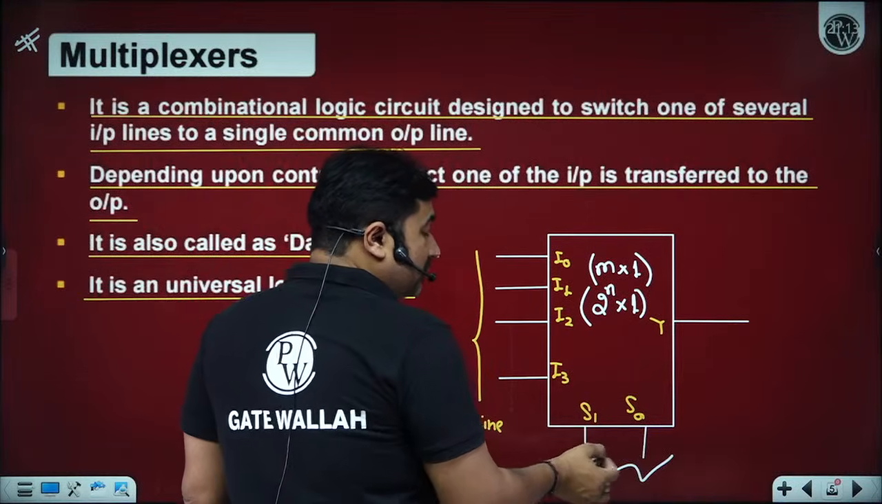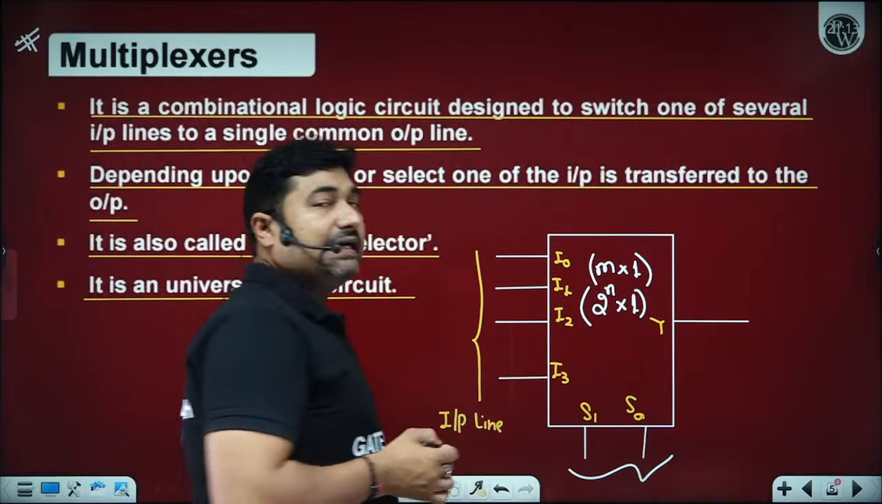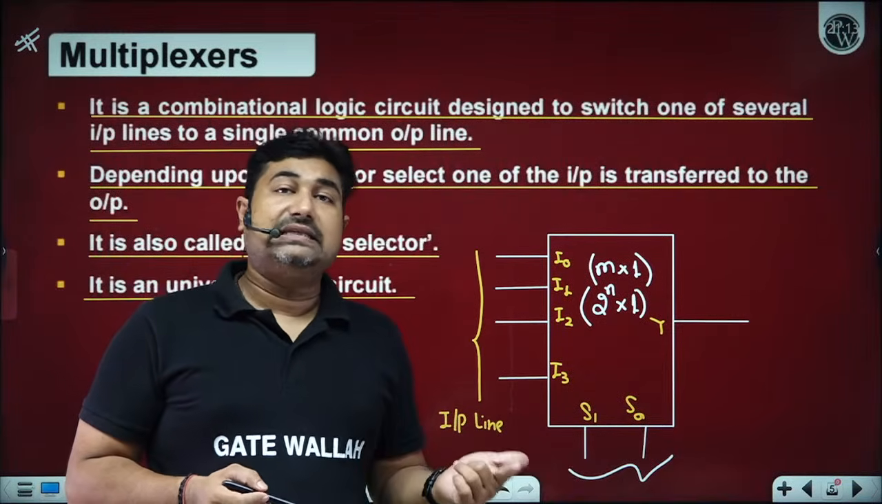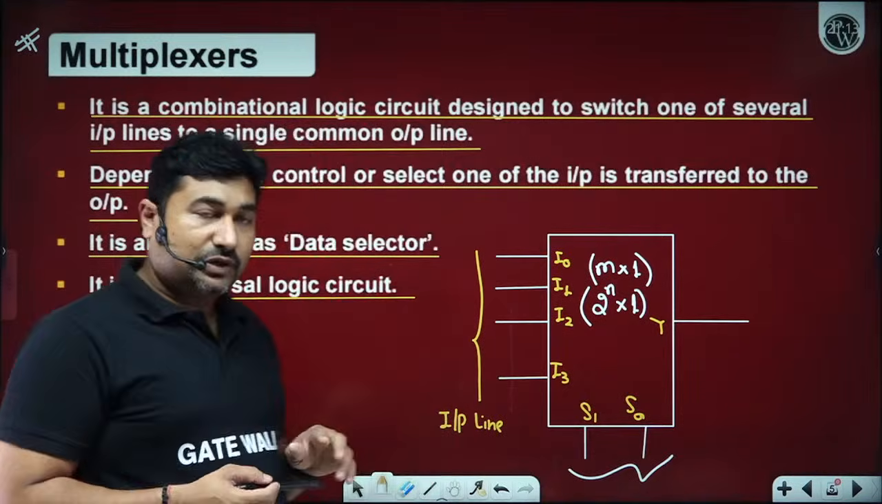So if we have two select lines, how many input lines are there? 2 to the power 2, that is 4. So there is a relation between input lines and select lines. Is it okay? Yes, sir.